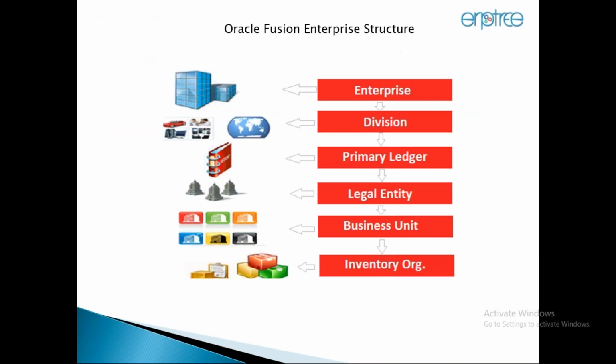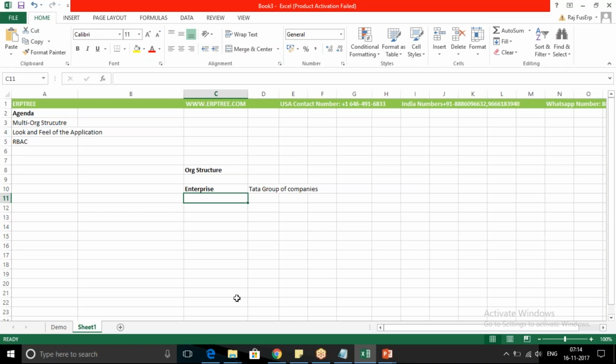And then the division comes into the picture. Division is nothing but a subdivision of the business. This is an optional feature where you will bifurcate the businesses. Let's say Tata is into multiple manufacturings and multiple businesses, right? So you can say IT is one of the divisions, and manufacturing is one of the divisions, and whatever their other businesses are, you can divide. Or else, if you would like to have a region-wise bifurcation, you can also do it.